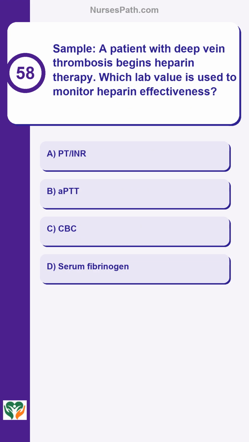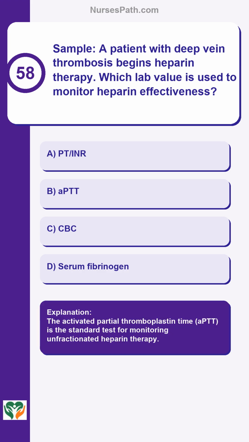Question 58. Sample. A patient with deep vein thrombosis begins heparin therapy. Which lab value is used to monitor heparin effectiveness? PT/INR. APTT. CBC. Serum fibrinogen. The activated partial thromboplastin time (APTT) is the standard test for monitoring unfractionated heparin therapy.